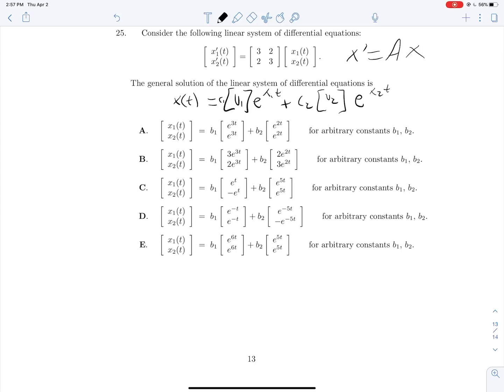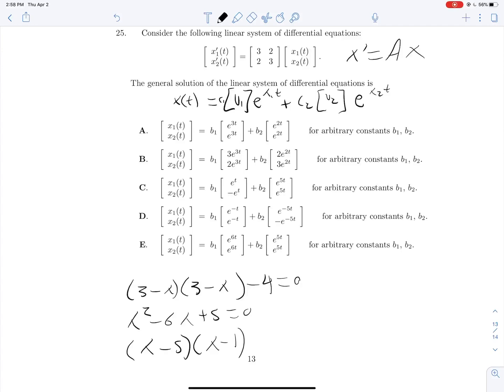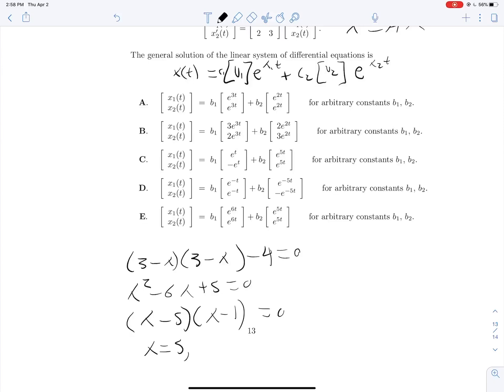So finding our eigenvalues here, we see that we'll be solving (3 minus lambda) multiplied by (3 minus lambda) minus 4 is equal to 0, or lambda squared minus 6 lambda plus 9 minus 4, which is plus 5, is equal to 0, or (lambda minus 5)(lambda minus 1) is equal to 0. So lambda is equal to 5 and 1.